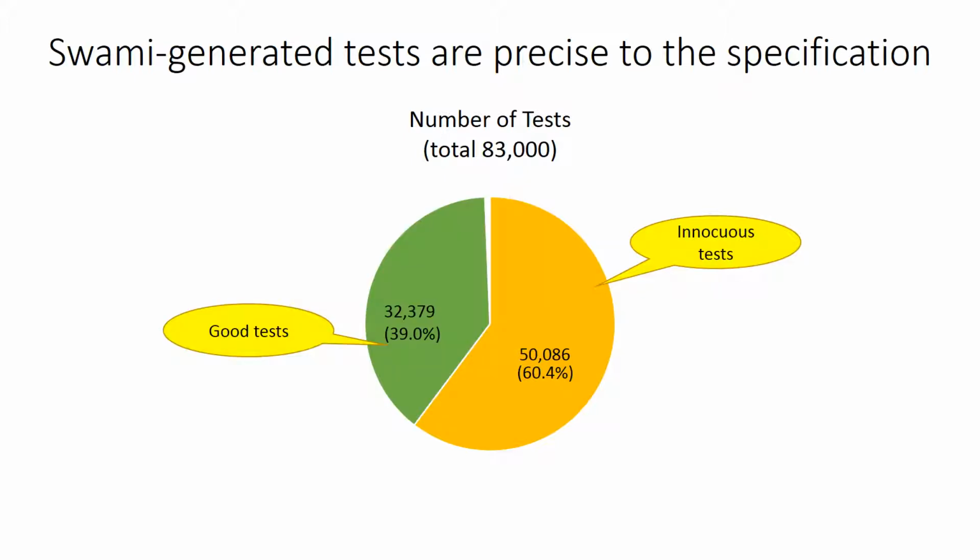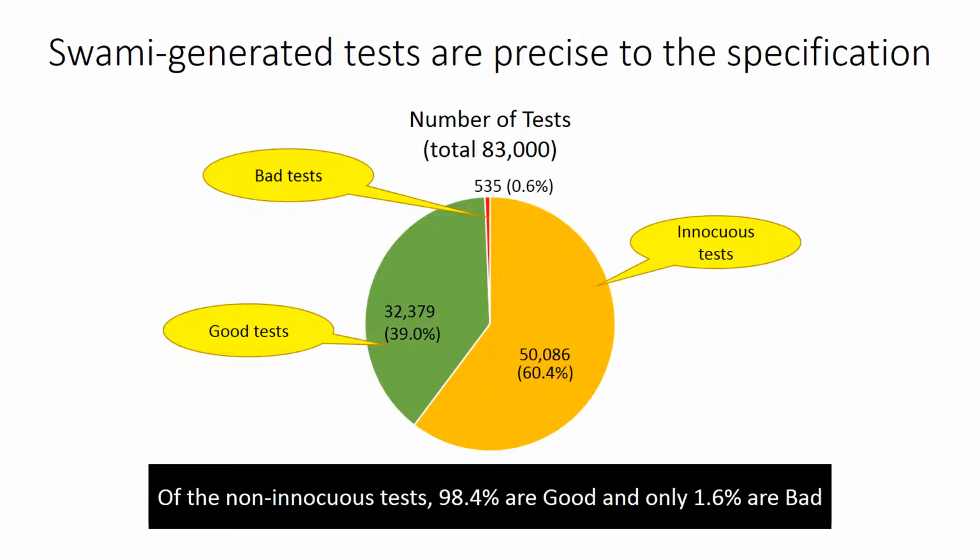Analyzing the non-innocuous tests, we found that 39% of the total tests were good. These are the tests that captured the specification precisely and would fail on a buggy implementation. And only 0.6% of the tests were bad or raised false alarms. These are the tests that incorrectly understand the specification and fail even though the implementation is correct. Thus, we found that of the non-innocuous tests, 98.4% are good and only 1.6% are bad. These results show that Swami-generated tests are precise to the specification.